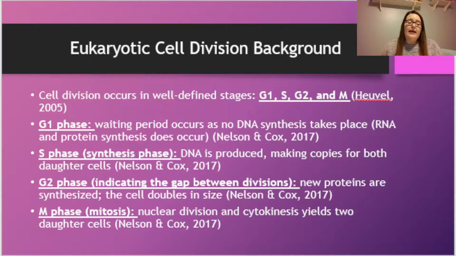And then the next phase, the M phase, is known as mitosis. This is where nuclear division and cytokinesis take place. Mitosis is composed of the prophase, the metaphase, the anaphase, and the telophase. Then at the end, it results in cytokinesis, where there is the splitting and the yielding of the two daughter cells.